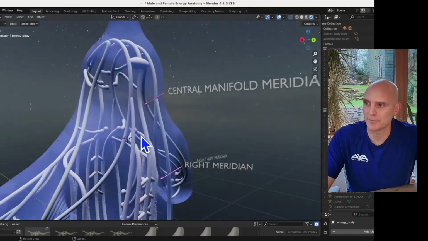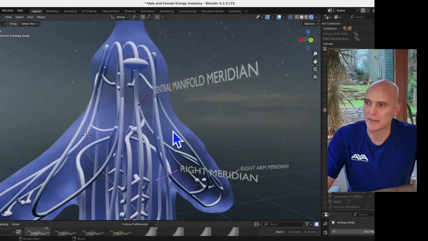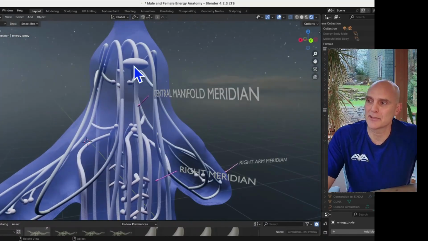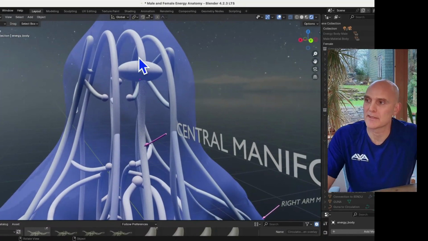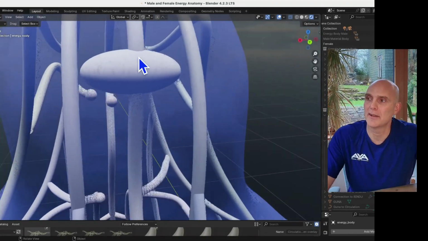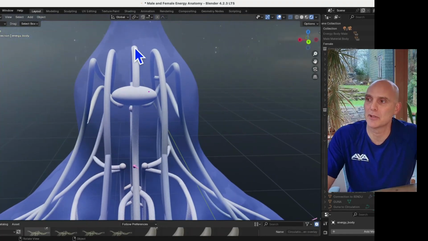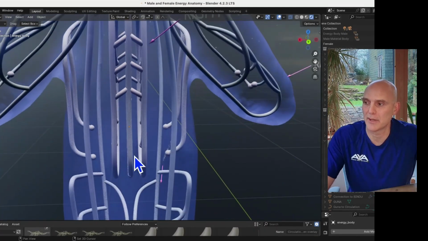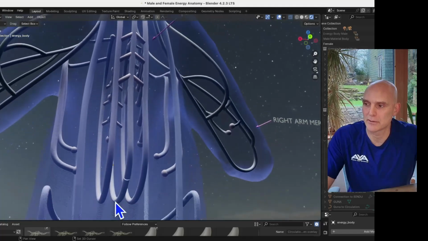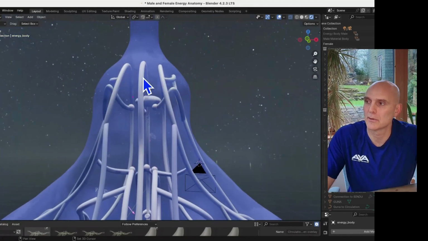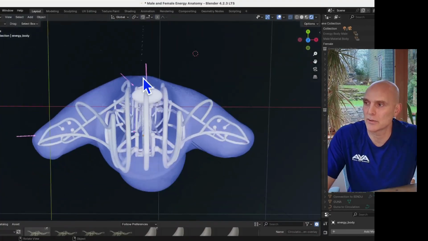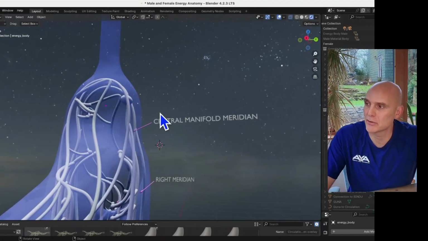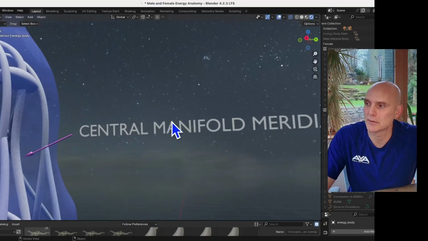But for the moment, it's just important to know that these meridians follow a bit of a pattern. As you can see, it goes into this filter thing first, and then that is connected to the central meridian, which runs down the center line, then round the torso, comes up along the center, and round again. So it's just one ring around the body. That's the central manifold meridian.